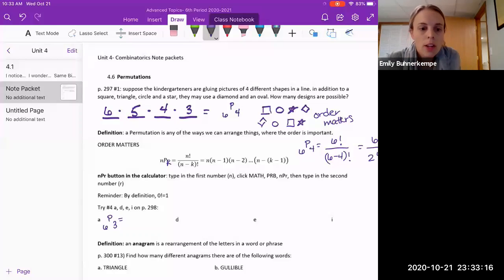So if you're using your calculator, you're going to start by typing in the number 6. You're going to click the math button. Scroll on the top over until you see PRB for probability. Select number 2 for nPr, and then type in the number 3. You should get 120 for this one.